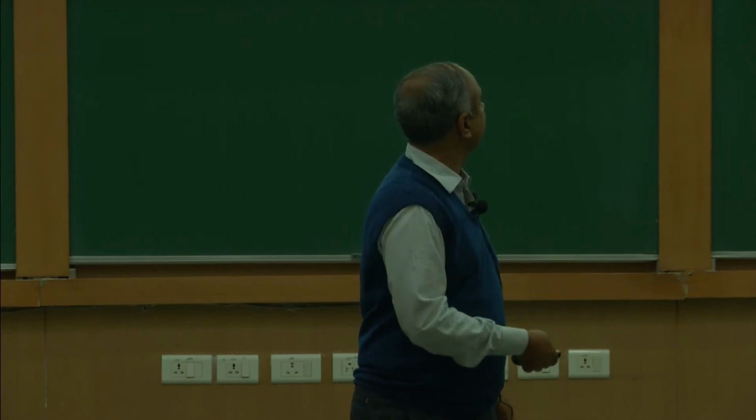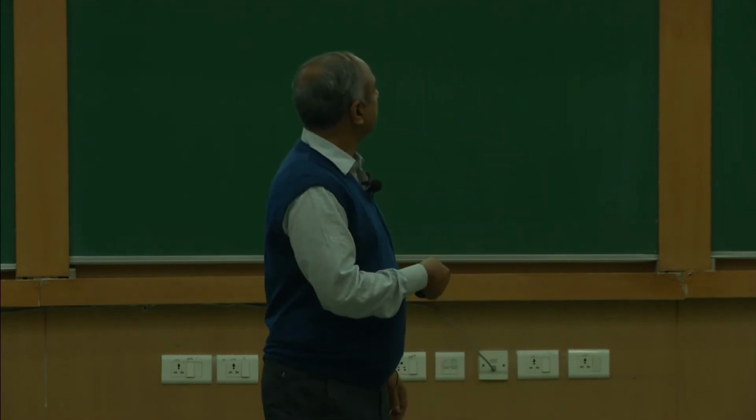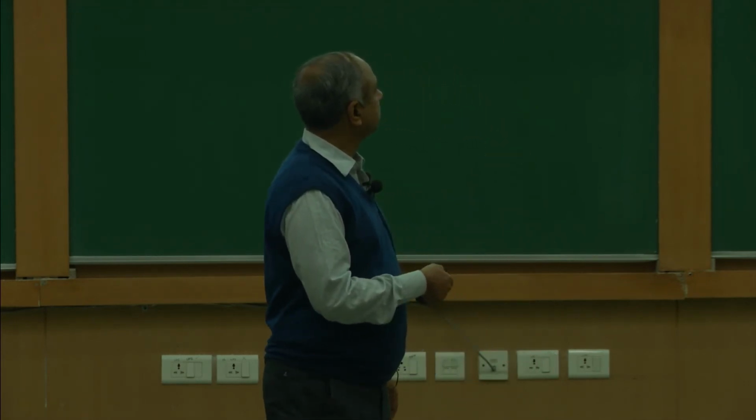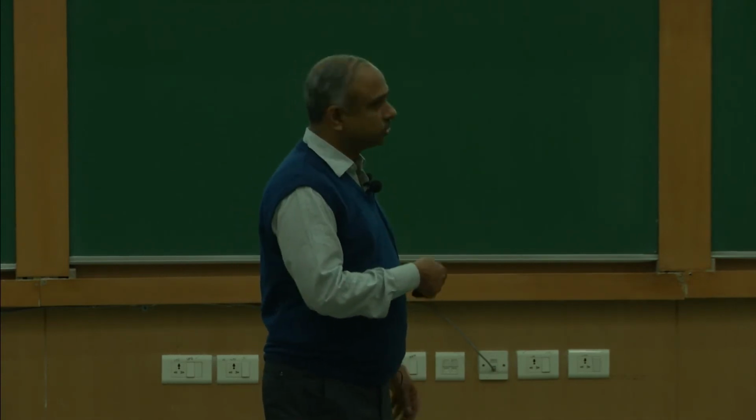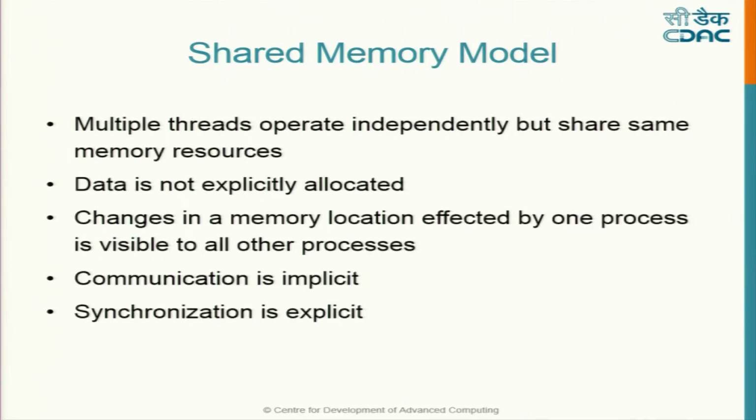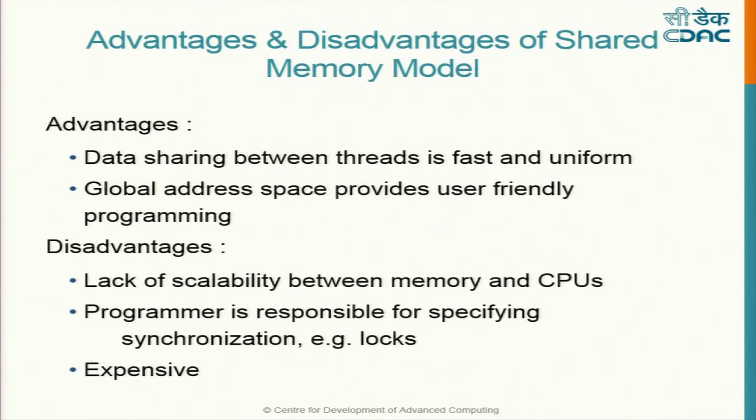What is the other way? So what is the good thing about it? You have multiple threads, and they share the memory resources. All these things will be evident to you as you study how OpenMP works. Communication is implicit, meaning one processor writes the data and all others can see it because they are sharing the memory.